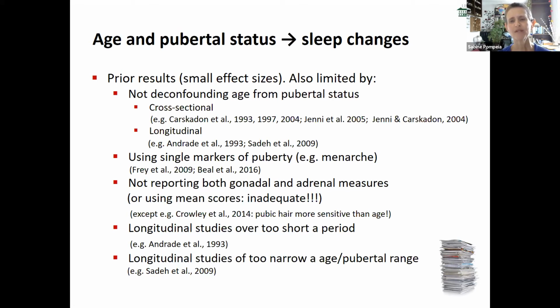Also, these effects are limited by the fact that they often do not deconfound the effects of age and pubertal status. Many studies use a single marker of puberty, such as menarche or the first menstruation, which is really bad because menarche can happen in all different stages of puberty, in fact. Lots of sleep studies only report gonadal or adrenal changes and not both, or they use a mean score, which is really inadequate. And even longitudinal studies have not managed to disentangle these 2 effects, either because they study children over too short a period or too narrow an age range or pubertal status.